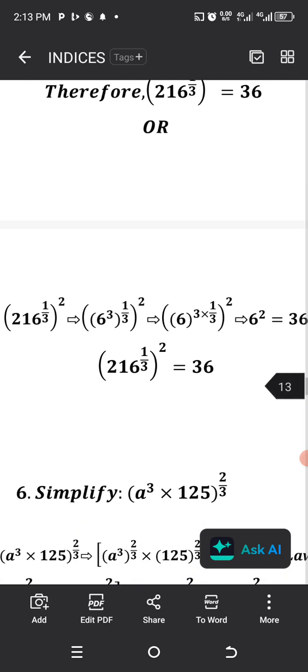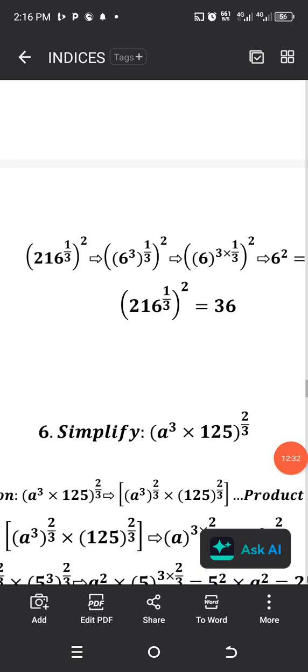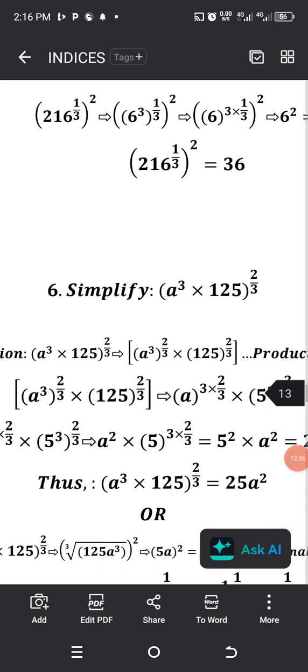Or you can use index to solve. You can show how many numbers of things you are going to multiply with each other. That's going to give you 2 answers. Yeah, you have to simplify inside parentheses a raised to power 3 multiplied by.